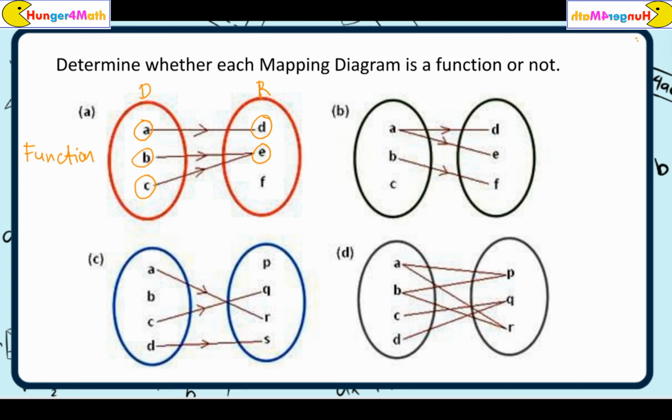Letter B, so the first set will be the domain, and the second set will be your range. Let's check the domain. A is paired up with D and E. Letter B is paired up with F, and C doesn't have a range. So if you look at letter A in your domain, it is paired up with D and E. So it has two ranges, then it is not a function.